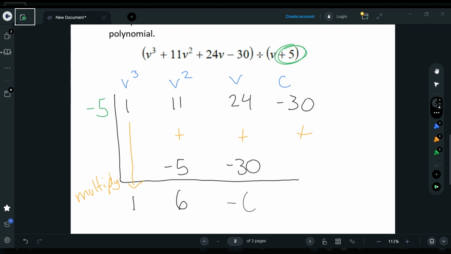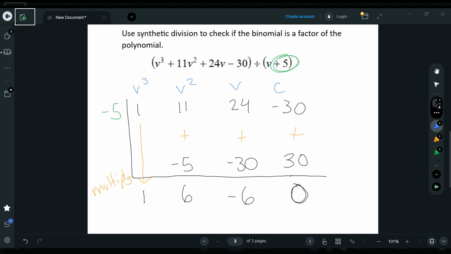negative 6. Repeat the process, multiply negative 6 times negative 5. That'll give us a positive 30. And last time here, add down the column. Negative 30 plus 30 is a 0. All right, can you already see what our answer is? Do we have a factor, yes or no?